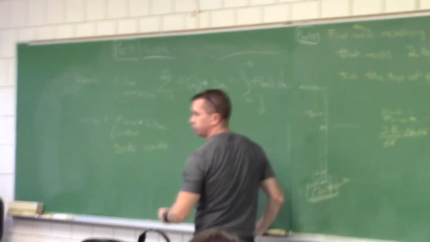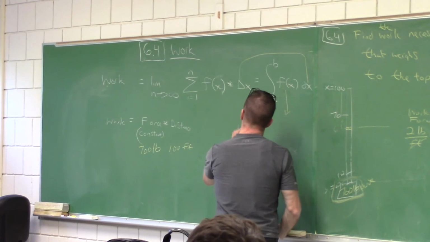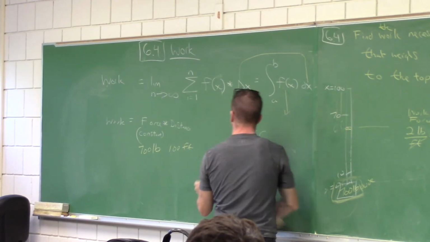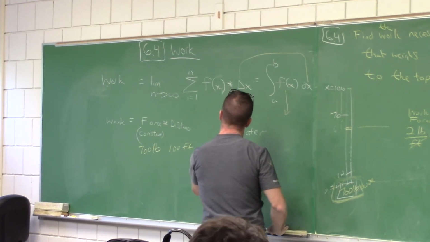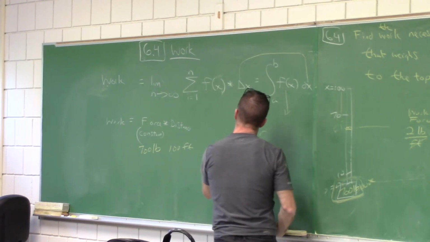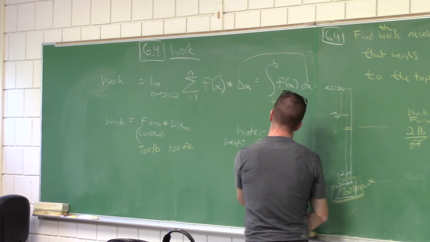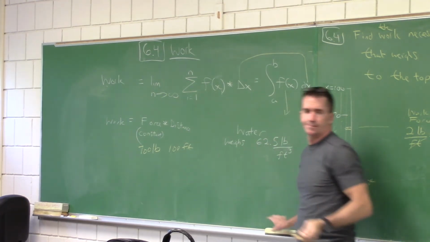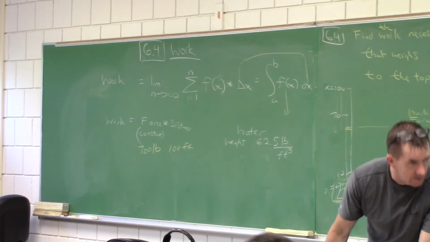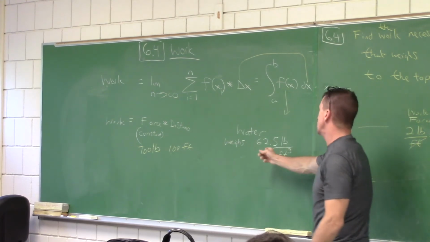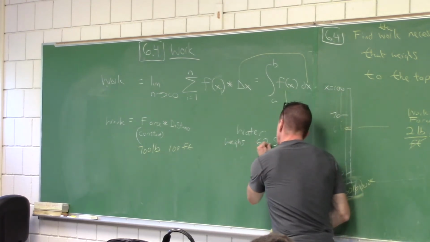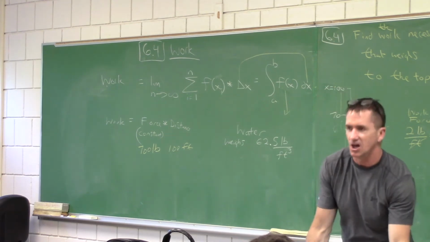Have we had any problems with water yet? Yeah. So can we just write down water? If everything's in U.S. customary units, they do give you the weight of water. Water weighs 62.5 pounds per cubic foot. If you want to memorize that, you can. Water weighs 62.5, let me get that decimal there, pounds per cubic foot.